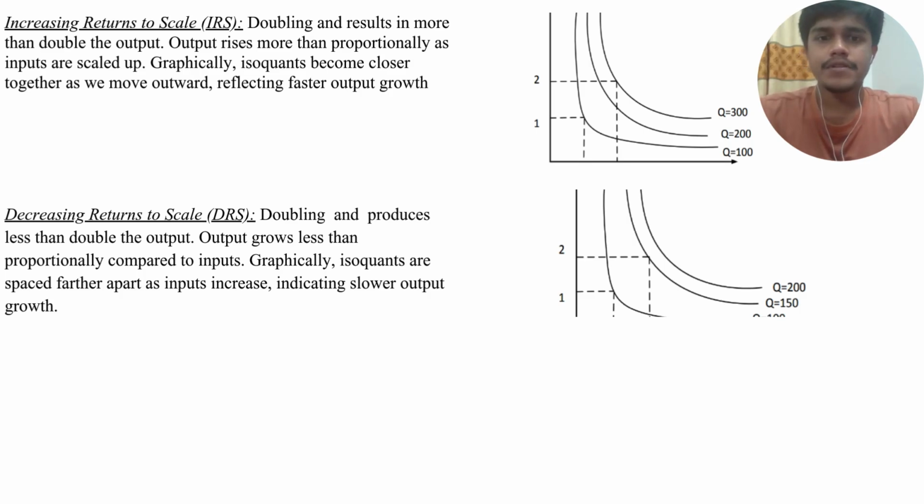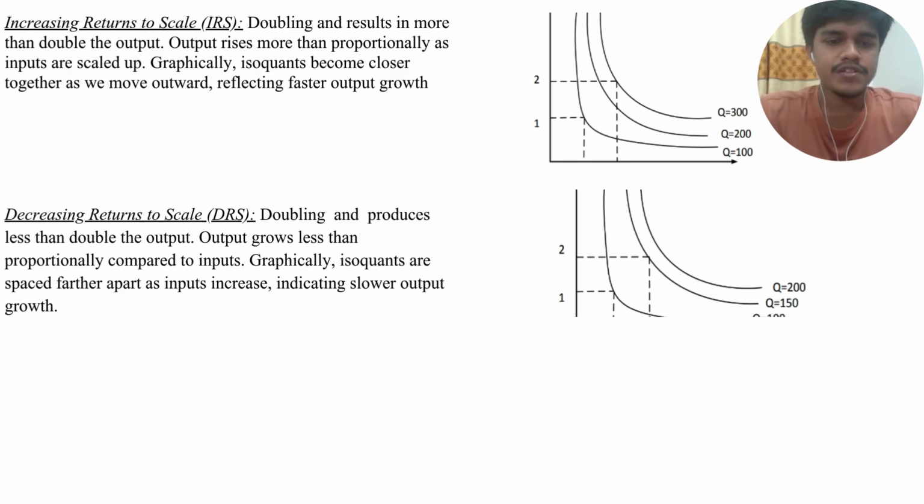After that, I have increasing returns to scale. Here, doubling the inputs, and the output will be double also. You can see here, if I increase my input, my indifference curve will also double. Okay, and the third one is the decreasing returns to scale.